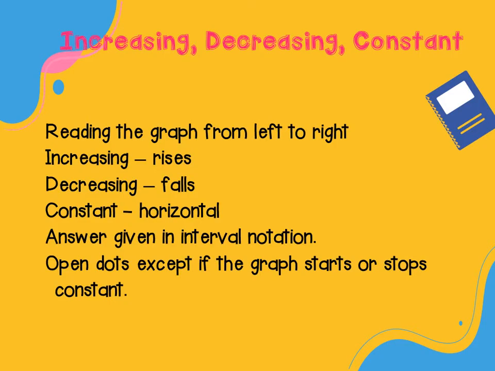So next we're going to talk about when a graph is increasing, decreasing, and constant. Think about it this way: if your piece of the graph looks like it has a positive slope, then that would be increasing. If it has a negative slope and it's falling from left to right, then it's decreasing. If it's a flat, horizontal line, then it's constant. And again, we're reading from left to right. We will write our answer in interval notation.